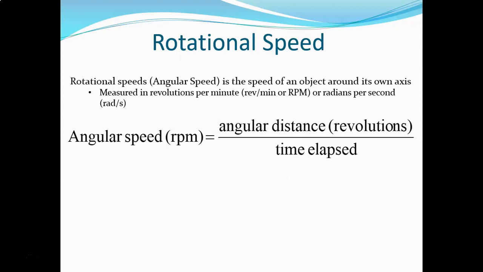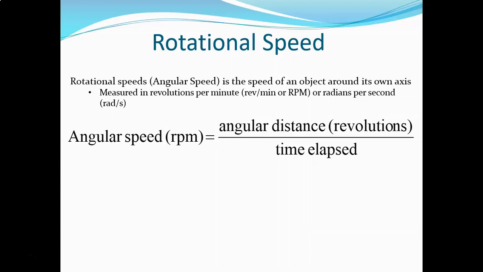And we typically use minutes. How many times does it make a revolution per minute? So we see RPMs on our dashboard. That crankshaft is turning maybe 2,000 RPMs. That's 2,000 times per minute. So to calculate that, you've got your angular distance and revolutions. So how many revolutions does it turn over a time elapsed? Easy to calculate. Your dashboard is basically doing that for you.